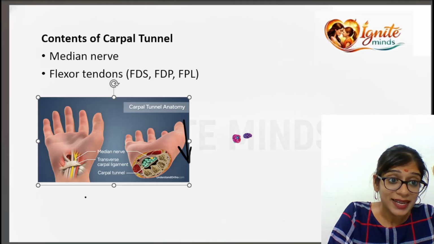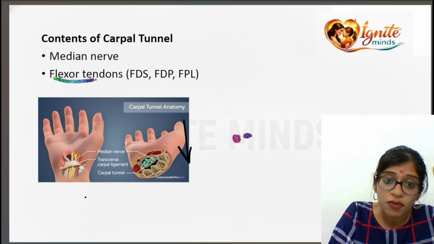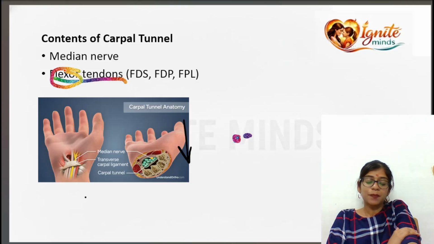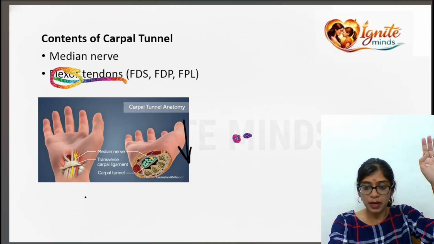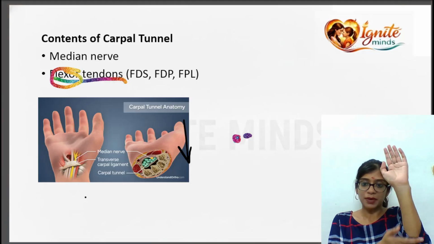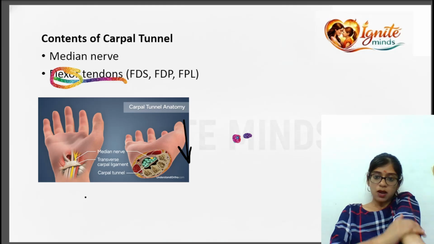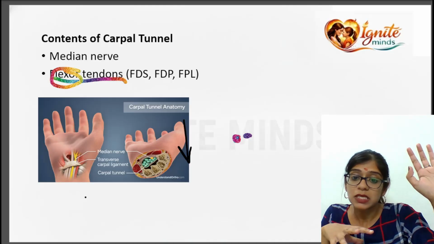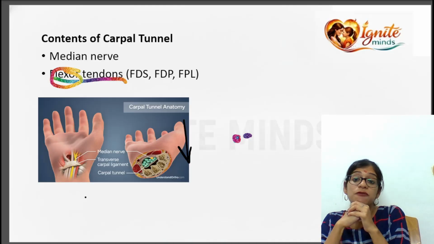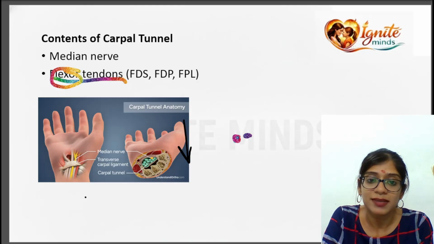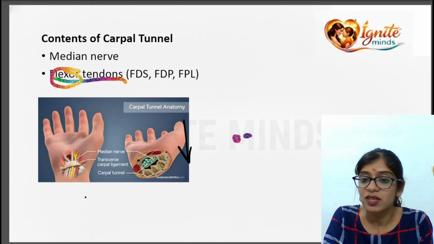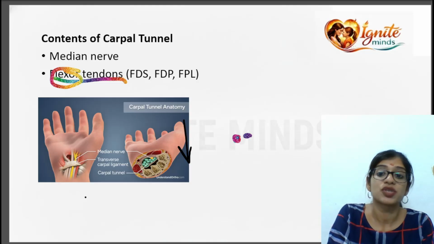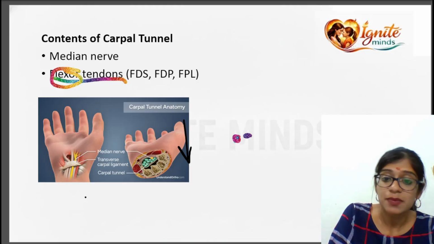So the contents: we have got the median nerve and the tendons of flexor muscles. In our forearm, this is the anterior compartment of the forearm. What muscles do we have here? We have muscles called flexor muscles: FDS, FDP, FPL. Can you tell me what these are? Flexor digitorum superficialis, flexor digitorum profundus, and flexor pollicis longus.